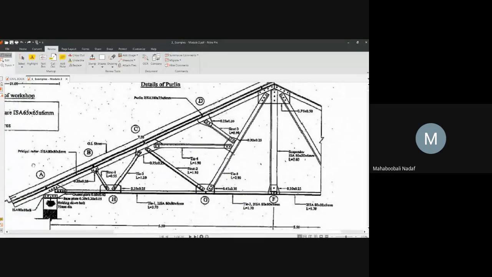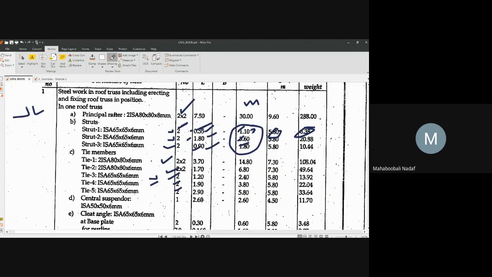Now, this is on 2 sides. Length is also directly given in the cross section. What is this common suspender? ISA 50 by 50 by 6 and its length is 3.6. Central suspender 2.6, that is given. So all unit weights have been given, and multiplying this quantity with this quantity will give the total weight.